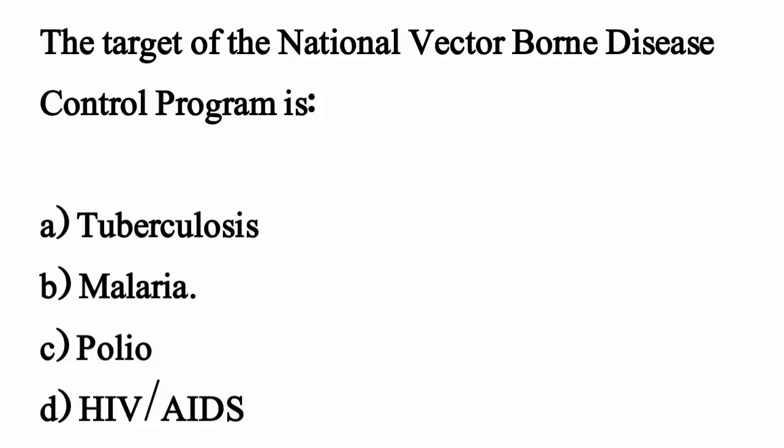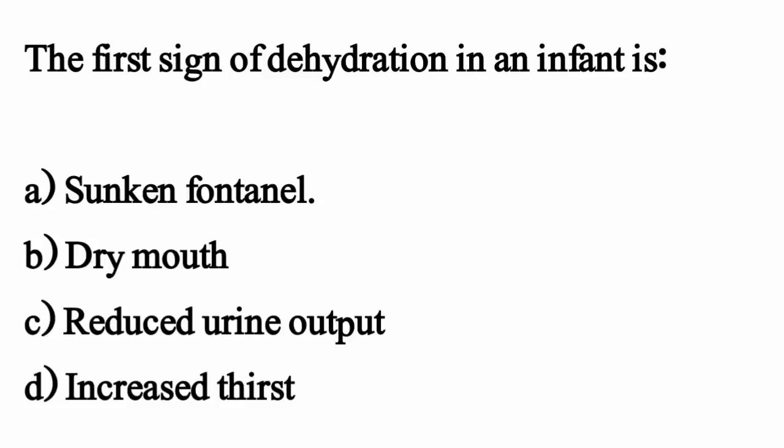The target of the National Vector-Borne Disease Control Program is. The correct option is option B, malaria. The first sign of dehydration in an infant is. The correct option is option A, sunken fontanelle.